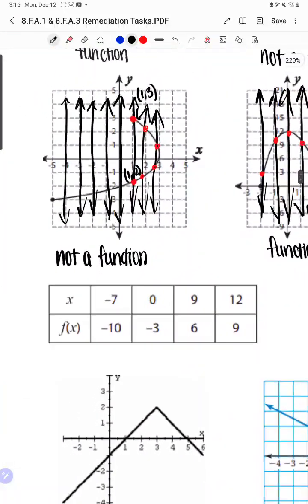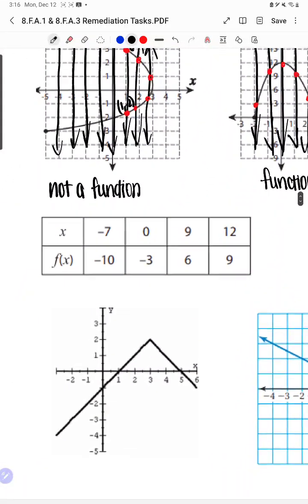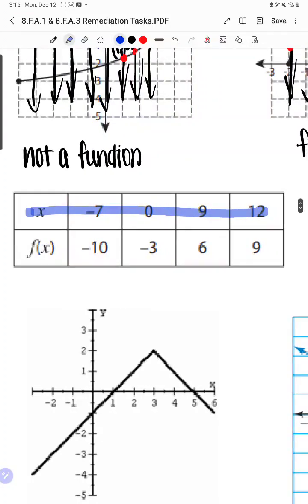So it's very similar to the above tables. Instead of it being up and down though, now we've changed to it being across. So still, our x values are our inputs. And we're gonna notice here that there are no inputs that are the same. I have -7, 0, 9, and 12. So all of those inputs only happen once, so I can know that this is a function.